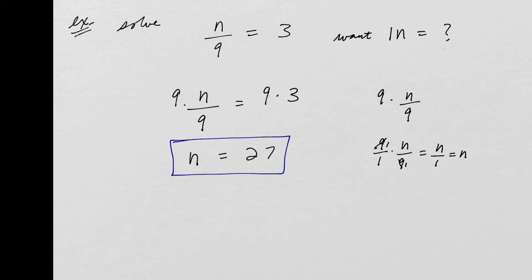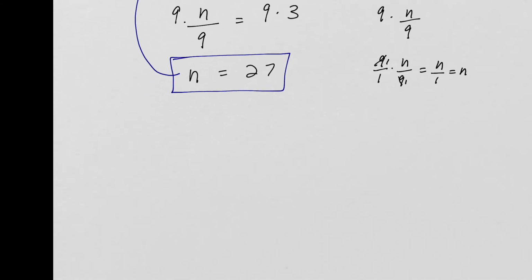Okay. How do we know if this is true? Well, remember, you could always plug it back in to the original equation where I have an n, plug in 27. 27 divided by 9 is 3. 3 equals 3. Yep, it checks. So that is the correct answer. N is equal to 27. Okay. Let's say I want to solve 5x is equal to 125.